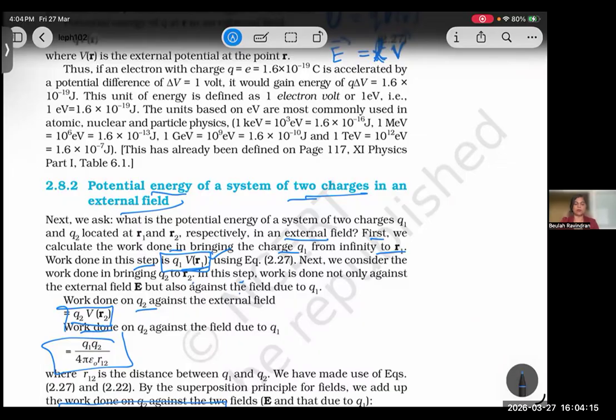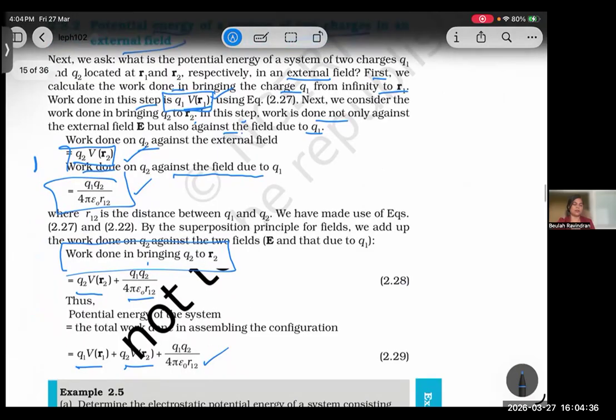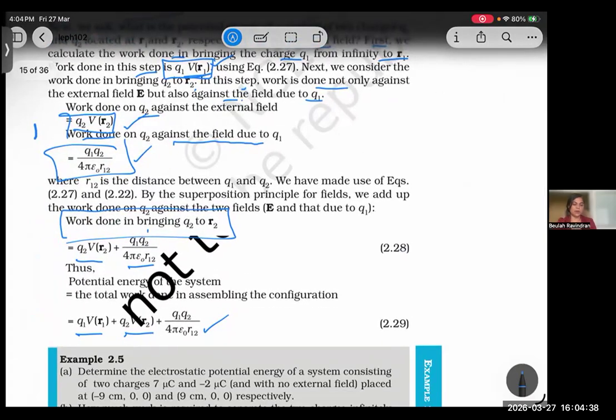In this step, work is done not only against the external electric field, but also against the field due to Q1. So you have taken Q2 times V of R2. Against the field due to Q1 means it is Q1 Q2 by 4 pi epsilon naught R12. Likewise, you have to find out all the distances. By the superposition principle, you should add, against the two fields.